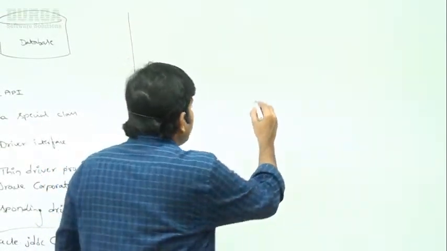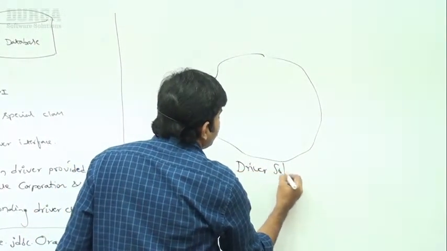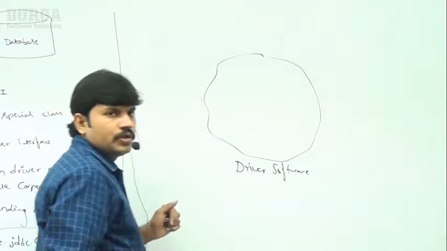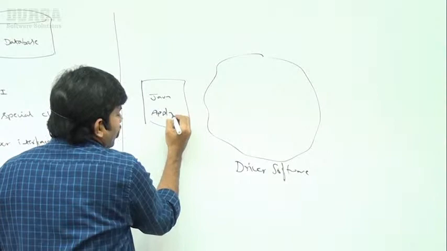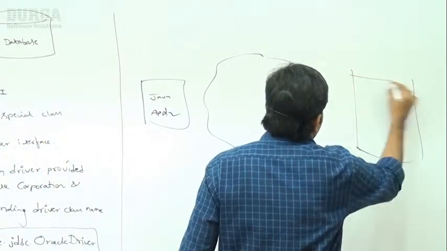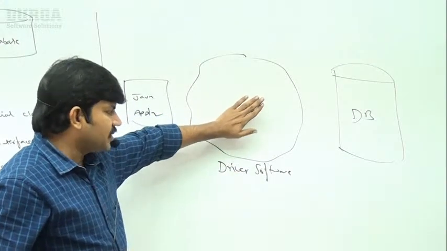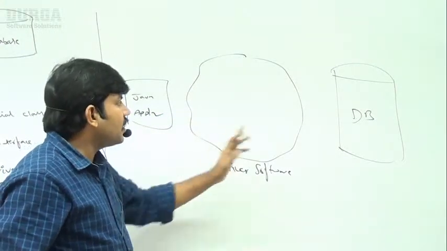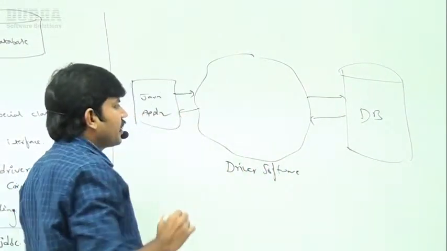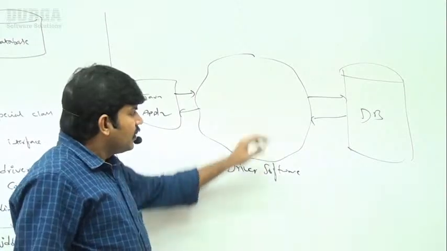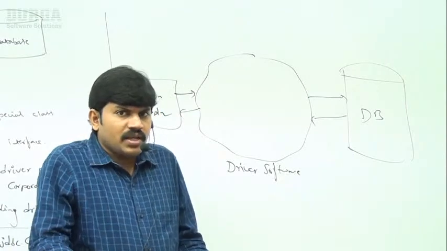Sir, assume this is the driver software. It is the driver software which can be used to communicate with the database from a Java application. Sir, this is the Java application. It is the database. Assume that here a group of classes are there, which is nothing but driver software. The Java application is going to communicate with the driver software, and the driver software can communicate with the database. Sir, is it a single class or multiple classes? Multiple classes are available.